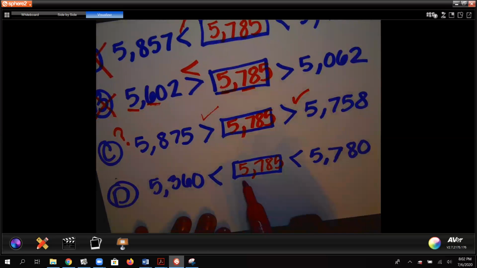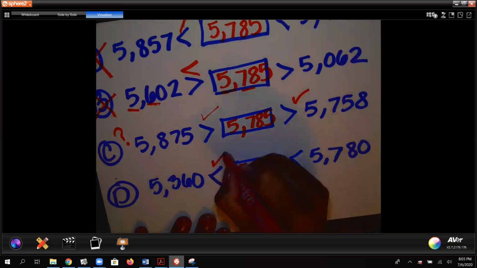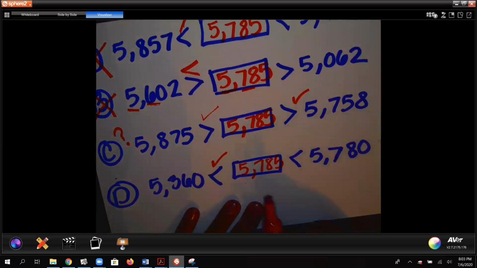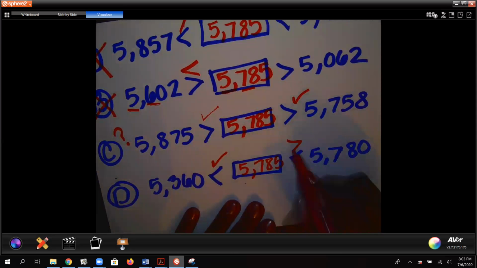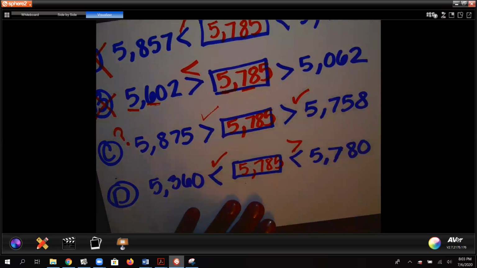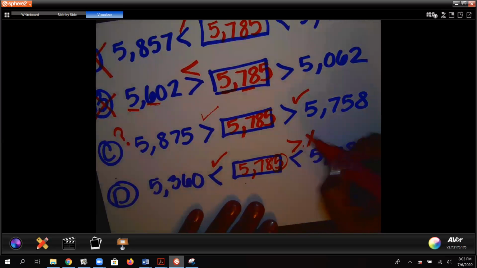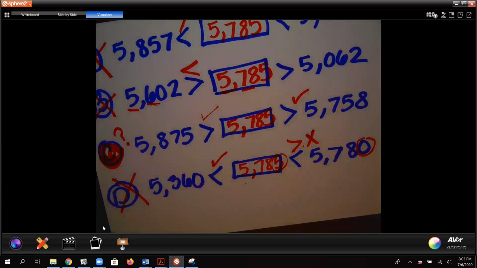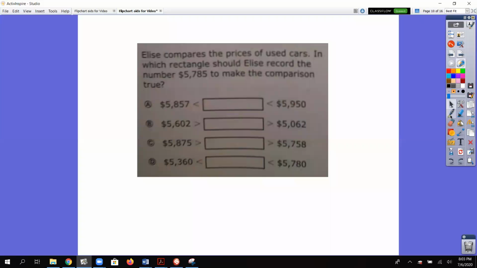5,360 is less than 5,785. That is less. That's correct. Let's check the next part because the whole thing has to be correct. Is 5,785 less than 5,780? No, this is actually greater by 5. They're all the same here, but then here there's a 5 and here there's a 0. So this is actually greater than that. So that would be wrong. So the correct answer is actually C. So on this question, we would choose C for that one.